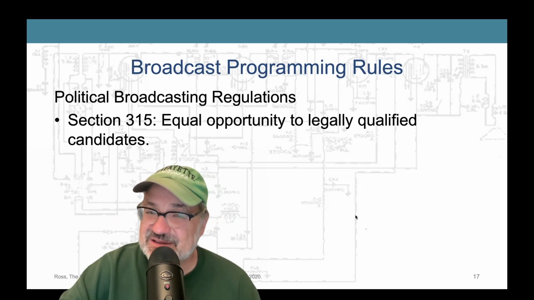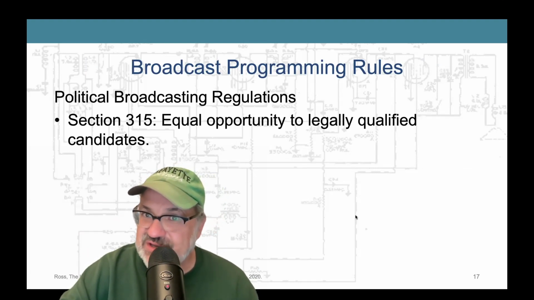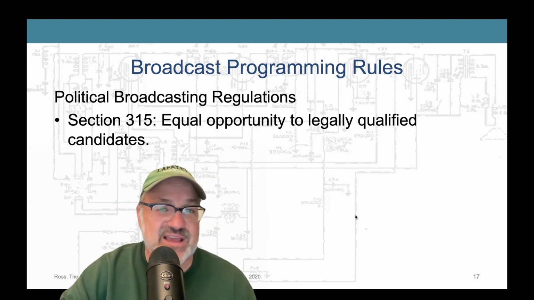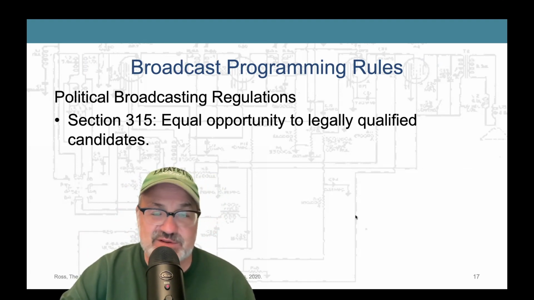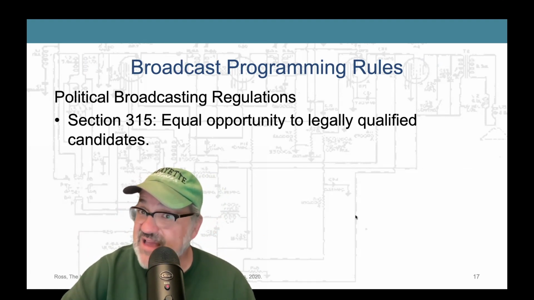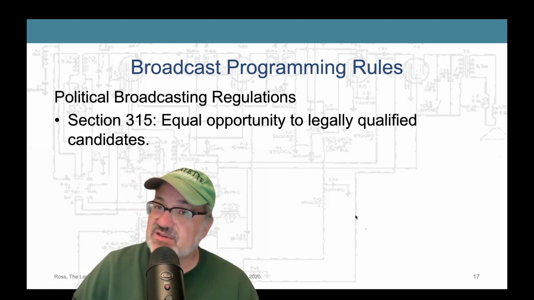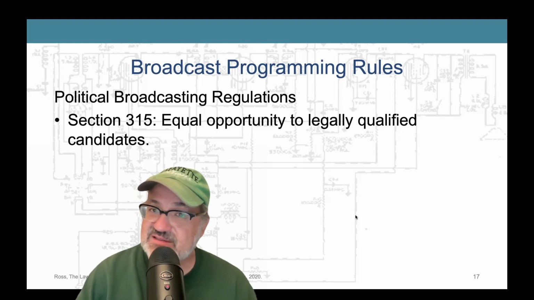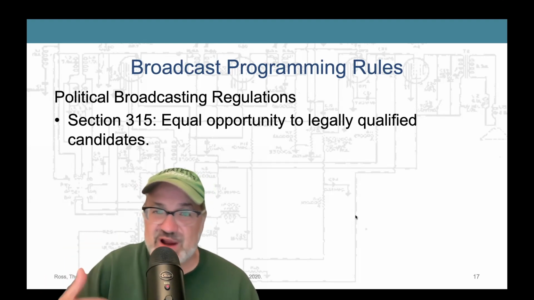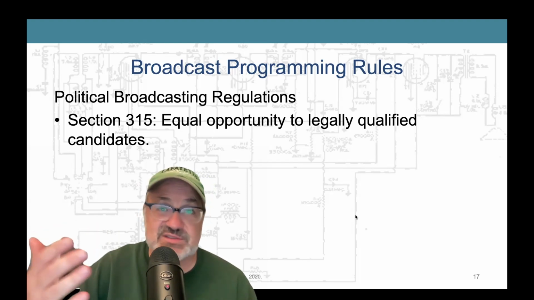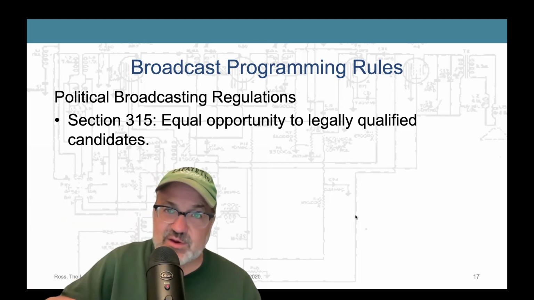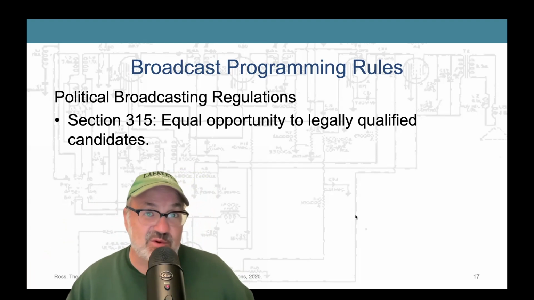Take a look at the textbook about Section 315. This means you have to give equal opportunity to people who are running for political office. All legally qualified candidates get the same opportunity for airtime on radio or television. Doesn't mean that a television station has to give it away. You can sell it, but when you sell it, you got to sell it at the same rate. So a local television station like local CBS in San Diego can't sell the Republican candidate for mayor airtime at a certain rate and charge the Democratic candidate more money, or the socialist candidate, or vice versa. You have to make airtime available to all legally qualified candidates for the same price, give them the equal opportunity.